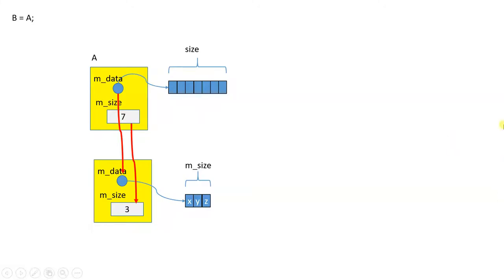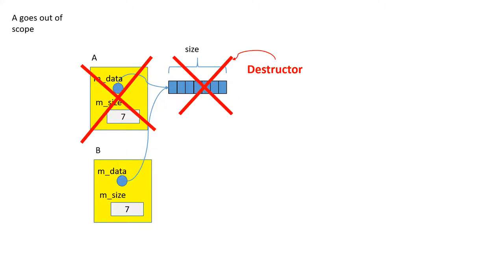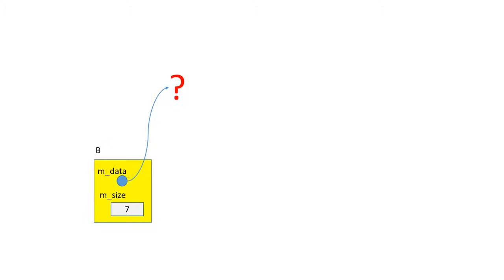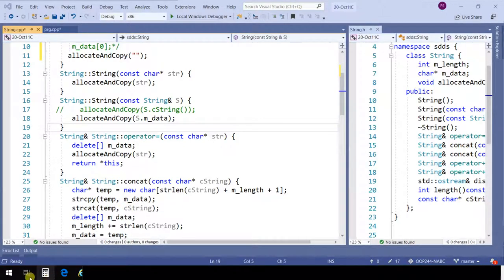Therefore, A's mdata, whatever it has, will get copied to mdata of B, size will get copied over there, and therefore, they are both going to point to the same memory location, hence memory leak, which we do not want. And when the first one gets destroyed, the second one has nothing. And when the second one wants to get destroyed, that's when it crashes. So at any moment when you are writing a program and the program seems to be working properly, and at the end when everything's over, you see the program ends and says segmentation fault, that means, okay, this happened. So how do we fix this problem?